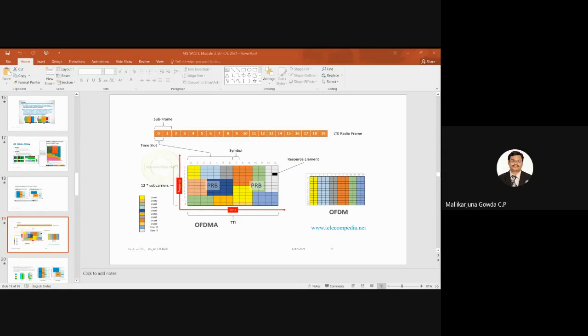Like that, in case of OFDMA, two things are there. One is we can have 7 OFDM symbols for normal cyclic prefix and 6 OFDM symbols for extended cyclic prefix. So with respect to that, here it is shown what is a resource block, with 7 OFDM symbols as well as 6 OFDM symbols. I think I will show a better picture.